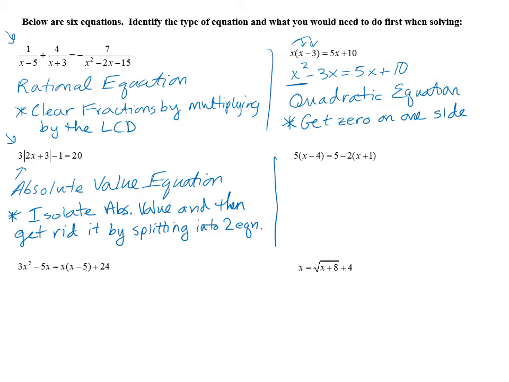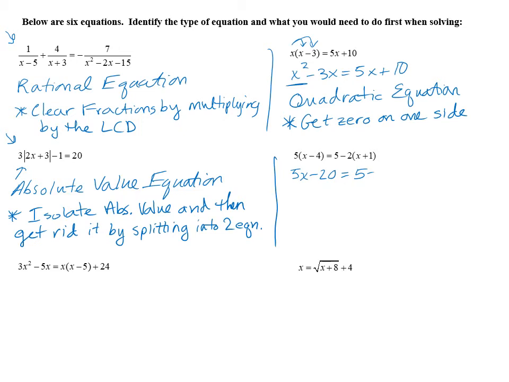And moving to the right, we have the equation 5 times (x minus 4) equals 5 minus 2 times the quantity (x plus 1). What we have here appears to be linear because there's no radicals, no absolute value, no fractions, and we don't see any x squared right now. We do have a distribution, so it's always a good idea to distribute and make sure you still don't have any x squared terms. So as I distribute the 5 to the x minus 4, we get 5x minus 20.